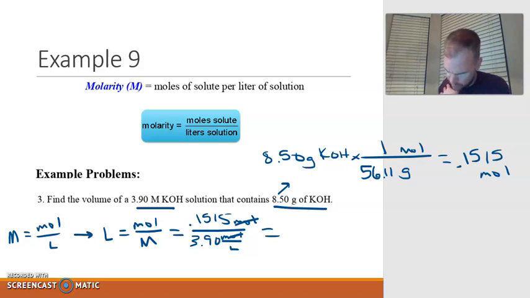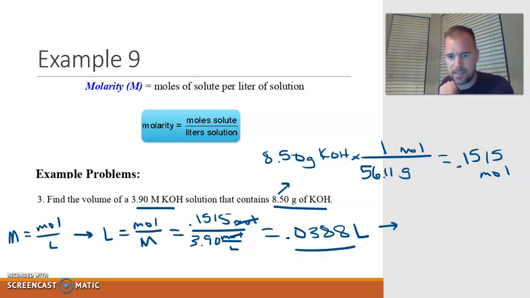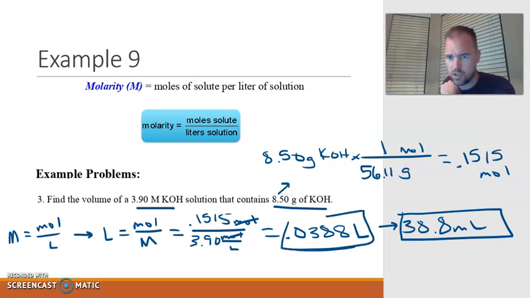So if I take 0.1515 divided by my molarity of 3.90, that's going to get me 0.0, and let's say I need 3 sig figs, so 0.0388. Now that unit is going to be liters. Now technically you could leave it like this because the problem's not specifying what unit it should be in, but it'd probably be better to convert this, since you saw the other examples, we usually have it in milliliters. So if you leave it like this, that's fine, but it's probably better to convert to milliliters, which would be 38.8 milliliters. So either one's okay. Just make sure that you are having the correct sig figs as well as the correct units.